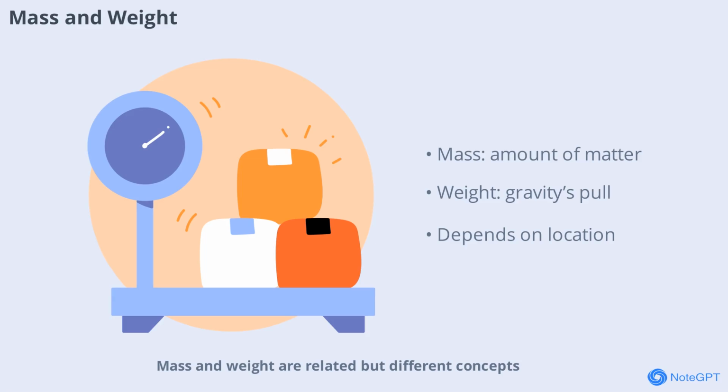Mass and weight are related but different concepts. Mass is the amount of matter in an object and doesn't change no matter where you are. Weight is the force of gravity acting on that mass. On the moon, your mass stays the same, but your weight is less because gravity is weaker. This distinction is important in mechanics and everyday life.